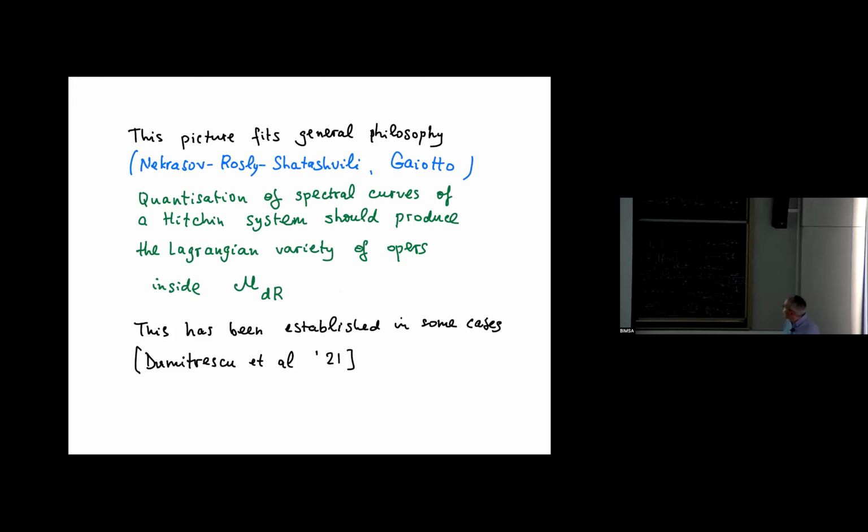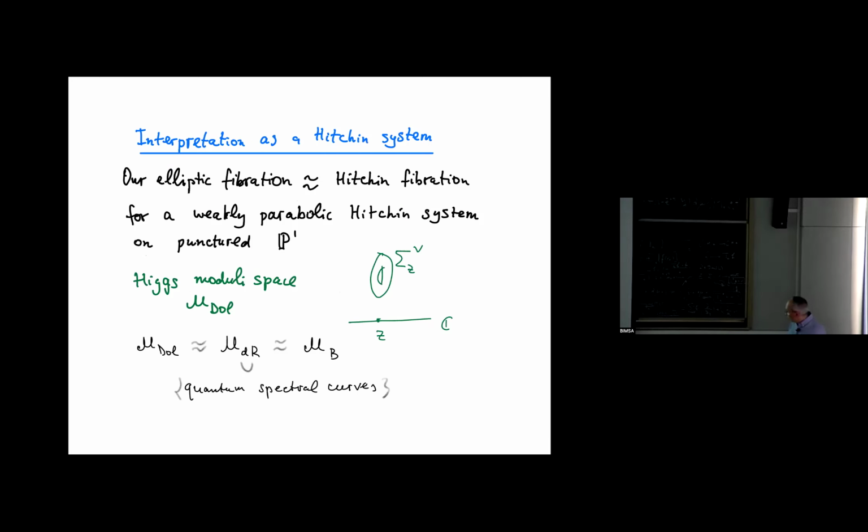Okay, so let me just say it like this. You can identify this vibration with the Hitchin vibration for a parabolic Hitchin system on the punctured Riemann sphere. And then, according to the non-abelian Hodge correspondence, you have the Higgs moduli space, the de Rham moduli space, and the Betti moduli space.